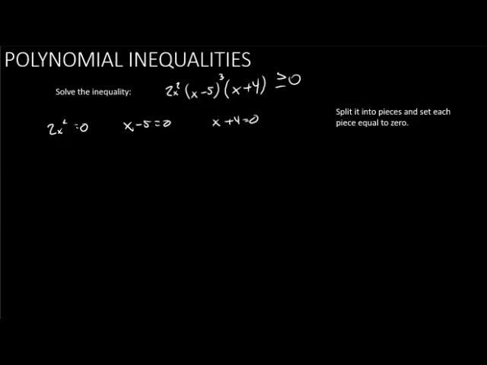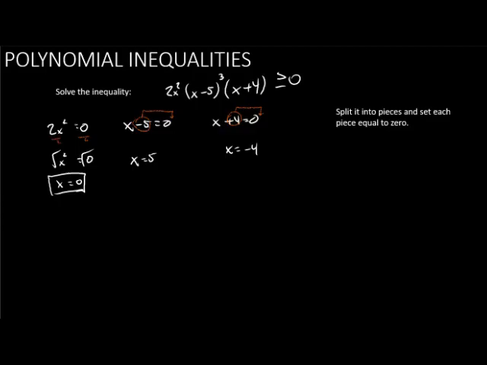To solve the first piece, we will divide both sides by 2, but 0 divided by 2 is still 0, and we'll have x squared equals 0. If we take the square root on both sides, we will get x equals 0 for our first solution. For x minus 5 equals 0, we'll start with the minus 5, but move it over to the other side, giving us x equals 5. We do the same thing with x plus 4 equals 0, move it to the other side and change the sign, and x will equal negative 4.